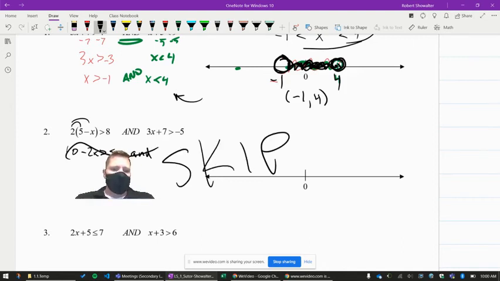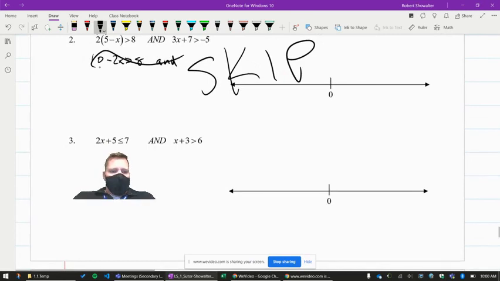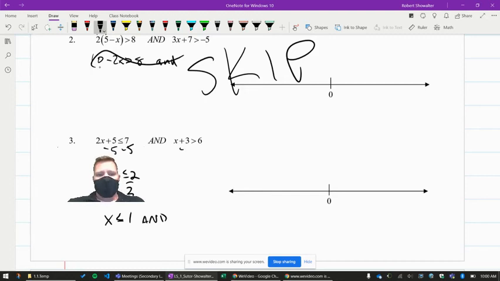We're going to just go to the next one. -5 minus 5, we get 2x less than or equal to 2. Divide by 2, divide by 2. So again, what are we doing? We're solving them separately because they're separate problems. They're written as two separate statements, but together with the conjunction there. X is greater than 3.